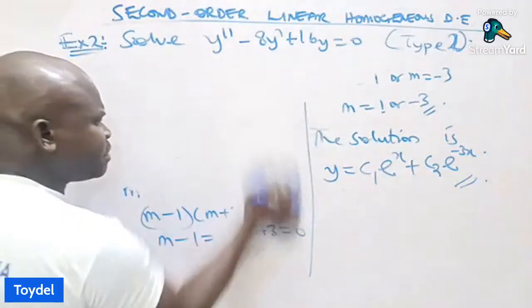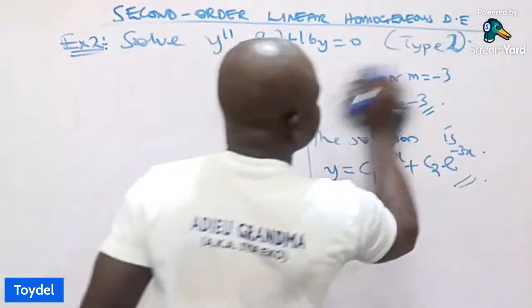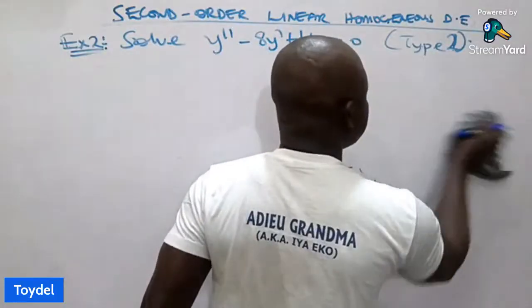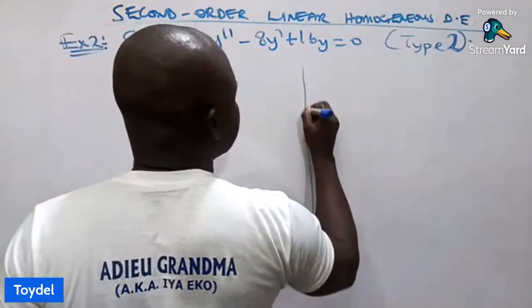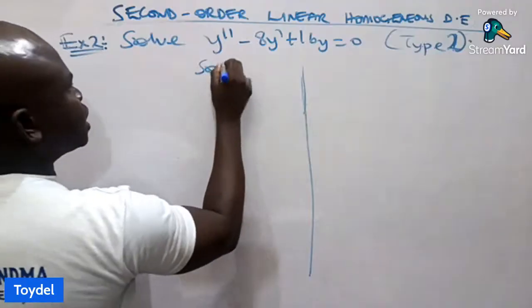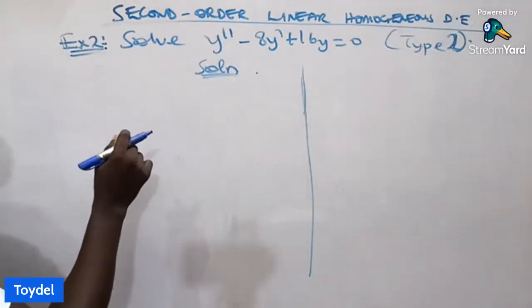Type 2 simply means that the value of m will be equal when we have real and equal roots. Type 1 is when you have real and distinct roots. That is the example of type 1. The type 2 simply means that you have real and equal roots.